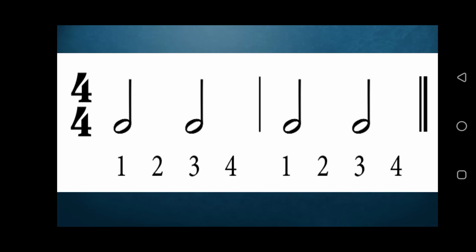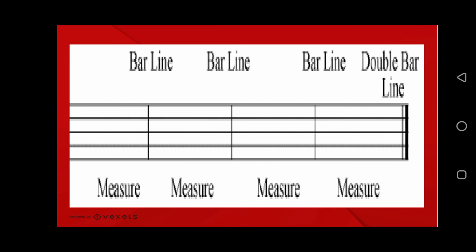Yes, a minim is 2 inside one bar. Now, when we talk about a bar, a bar is from one line to the other, and that line is called a bar line. We are not treating bar lines now, but I just want to let you know what we call it when we say bar or measure.